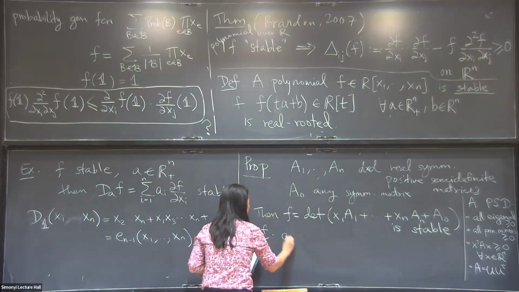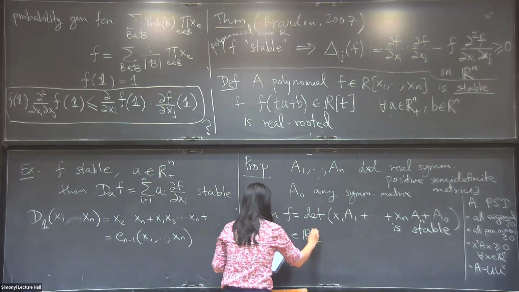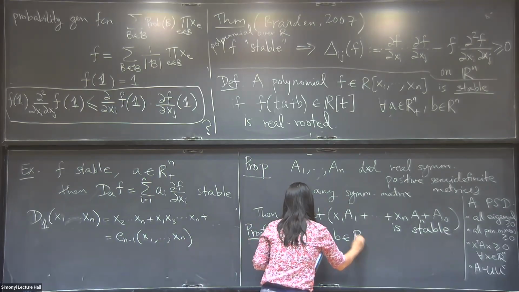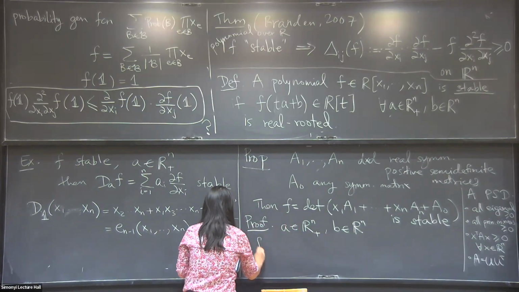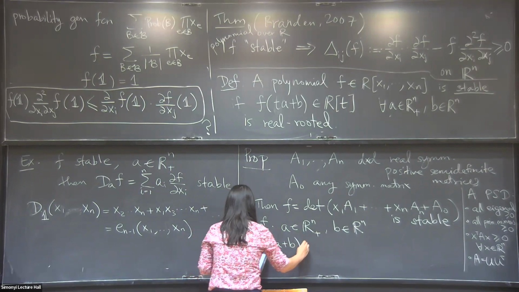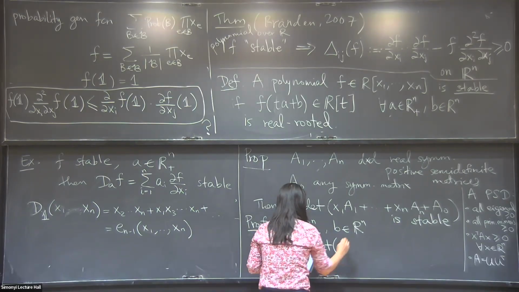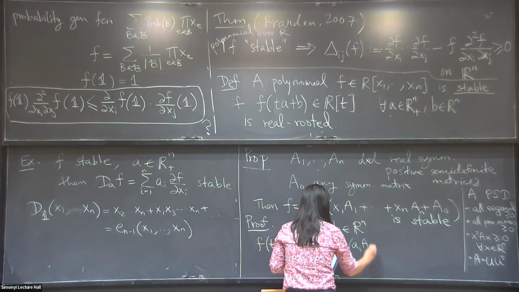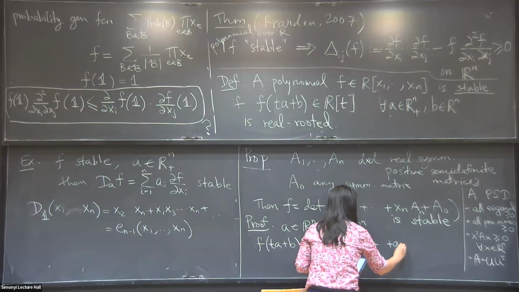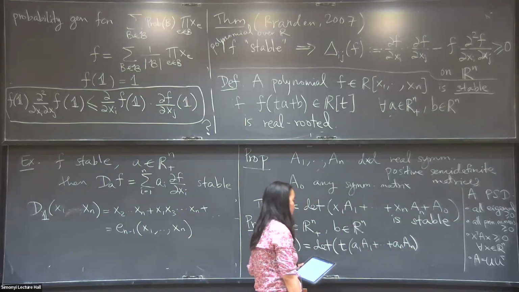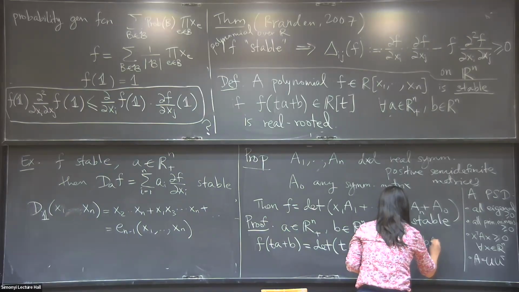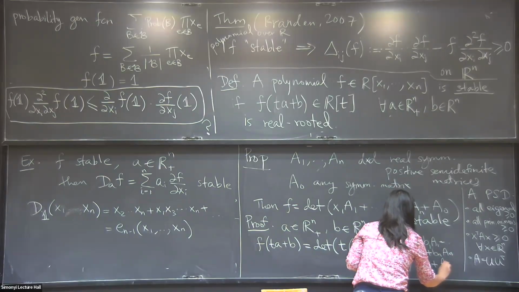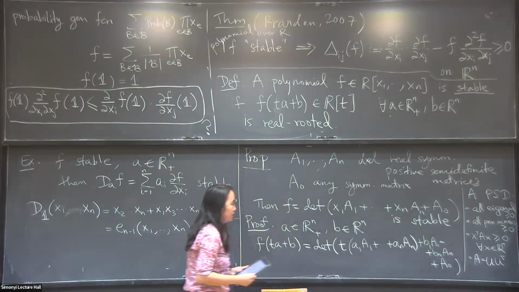So to check stability from the definition, I take A in R^n plus and B in R^n, and let's look at the polynomial f of tA plus B. What does it look like? This is the determinant of the linear combination of my positive semi-definite matrices, t times A1 plus B1, up to t times An plus Bn, plus A0. So it looks like that.